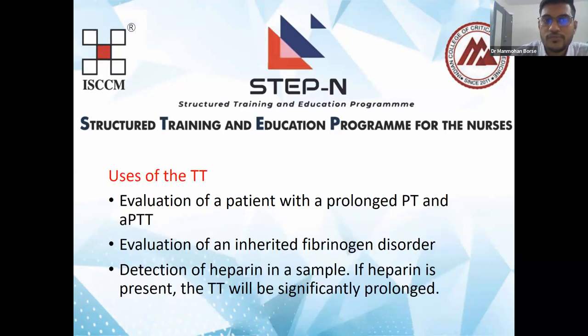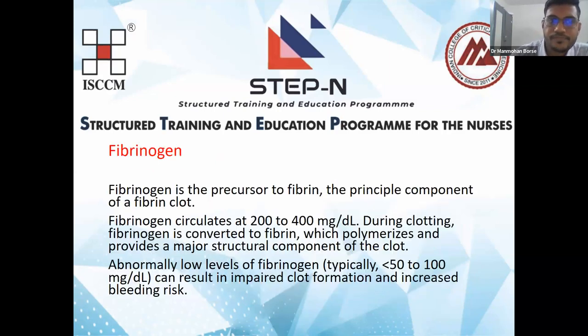Okay. So use of thrombin time: where we have a prolonged PT and APTT both, the overlap, and we are not able to point out which part of the coagulation cascade is involved. Okay. Evaluation of inherited fibrinogen disorder. As I said, if the fibrinogen levels are low, thrombin time will be prolonged. Detection of heparin in sample. If heparin is present, TT will be significantly prolonged.